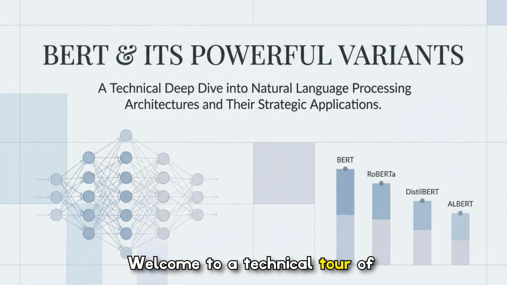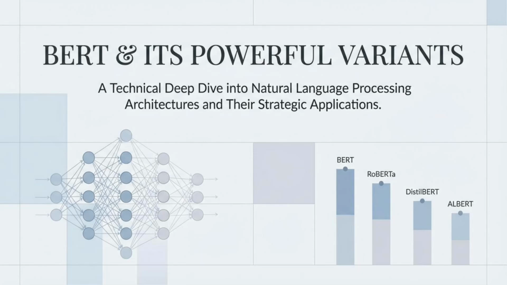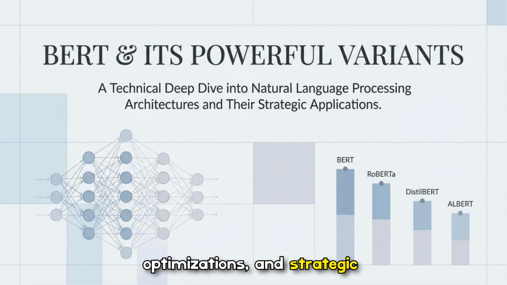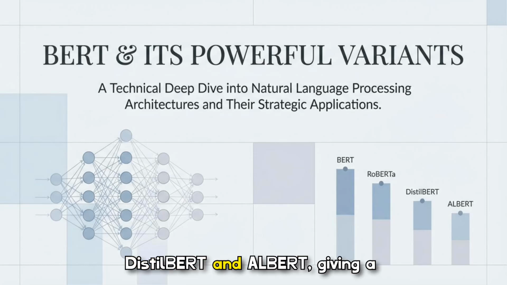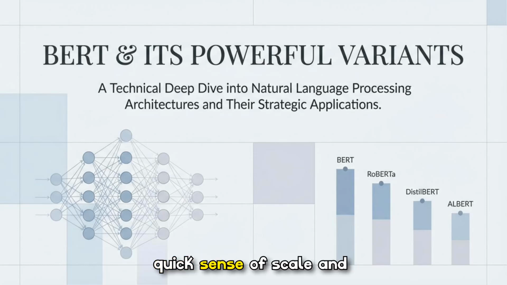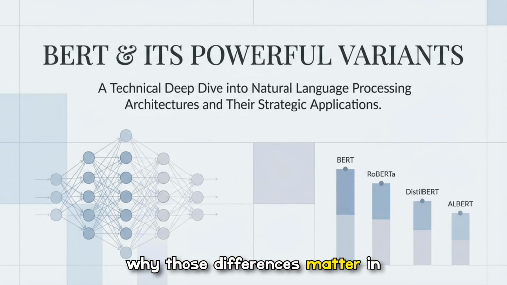Welcome to a technical tour of BERT and its powerful variants, where we explore architectures, optimizations, and strategic applications. The slide shows a neural diagram and a bar chart comparing BERT, RoBERTa, DistilBERT, and ALBERT, giving a quick sense of scale and capability. Over the next slides, we will unpack what distinguishes each variant and why those differences matter in practice.